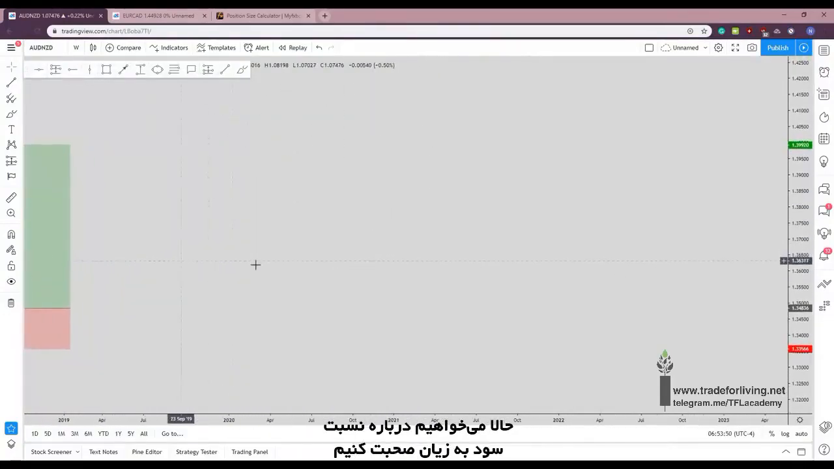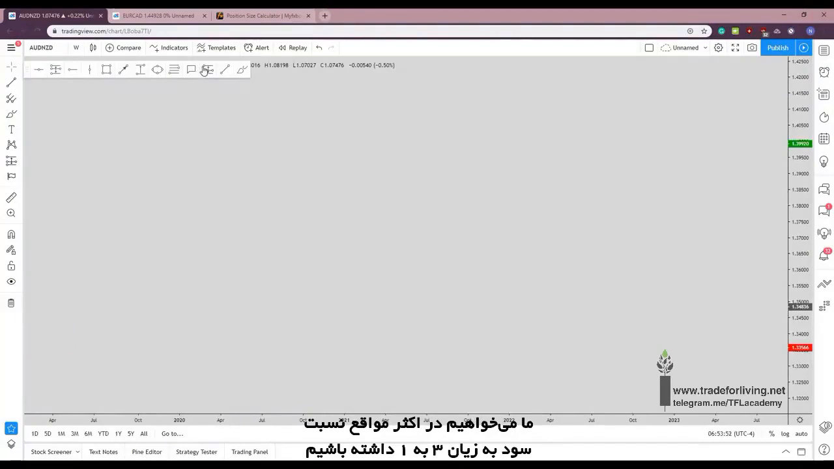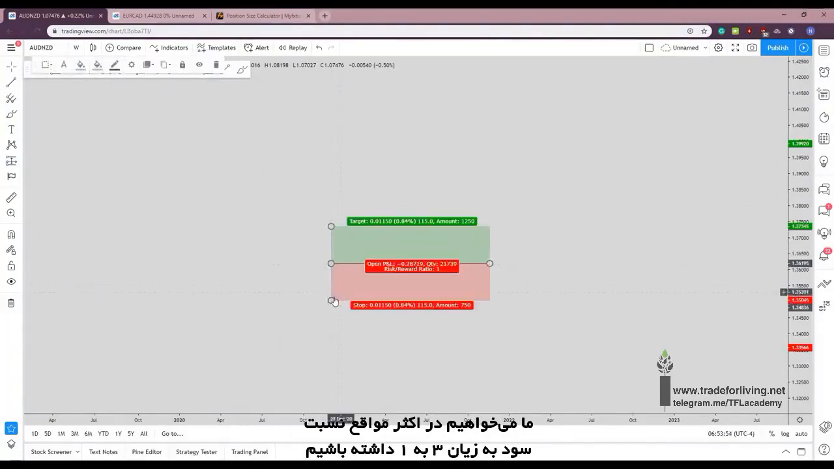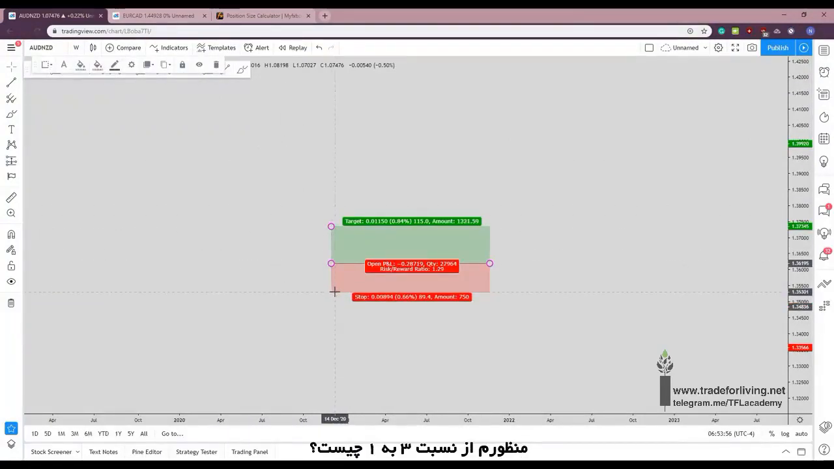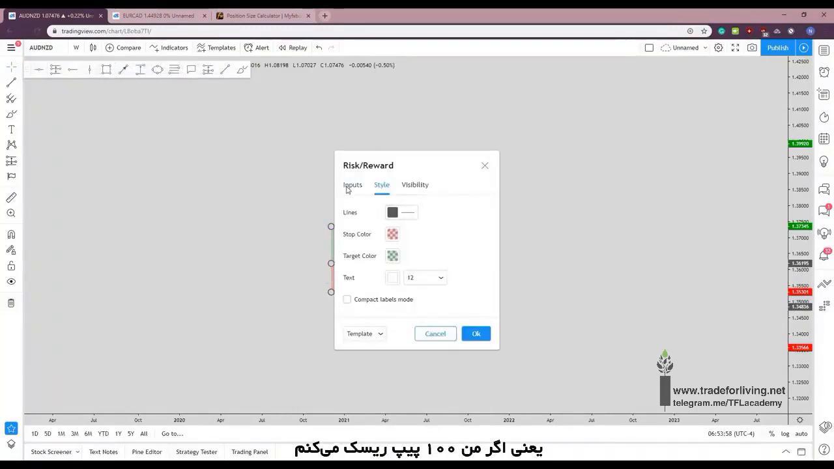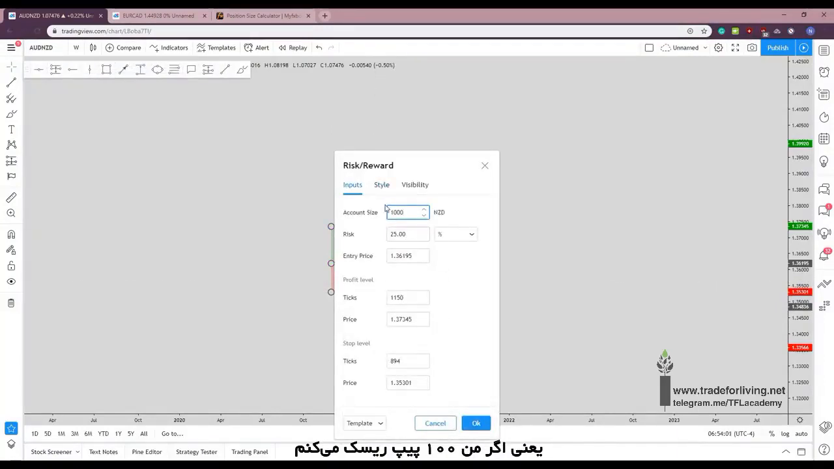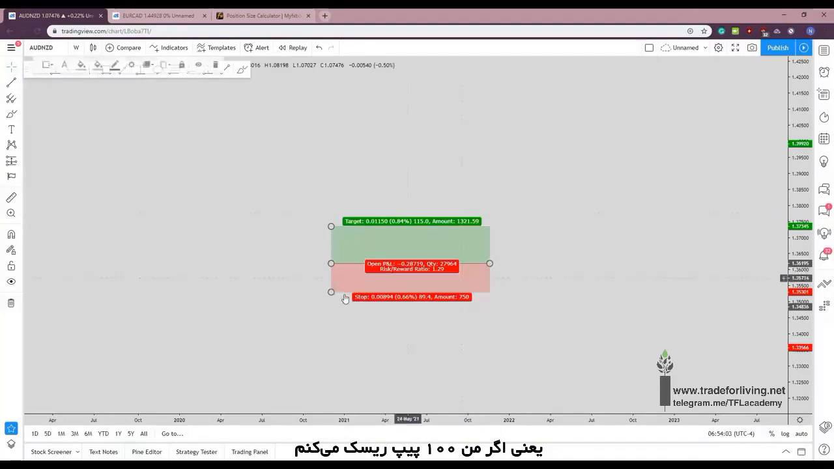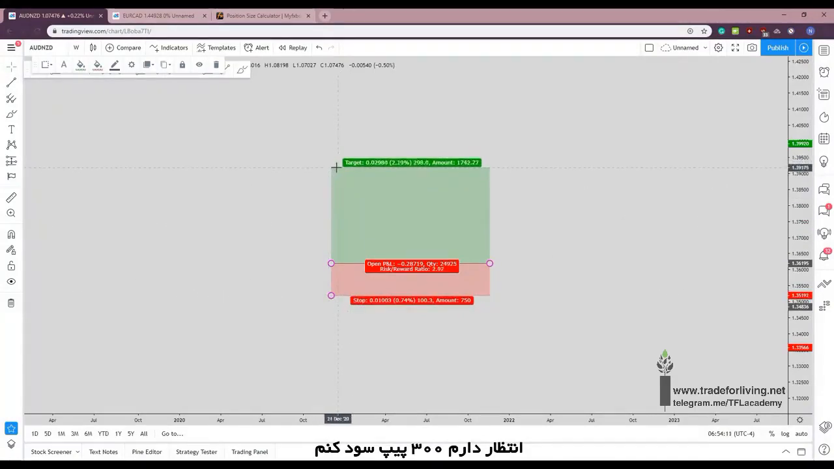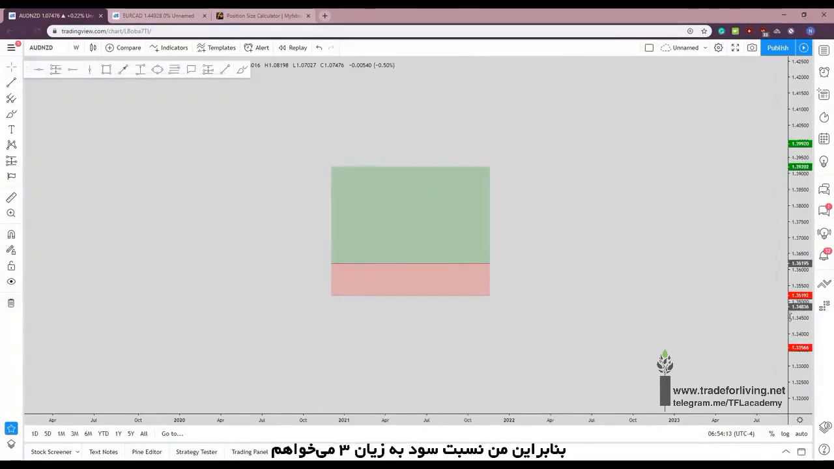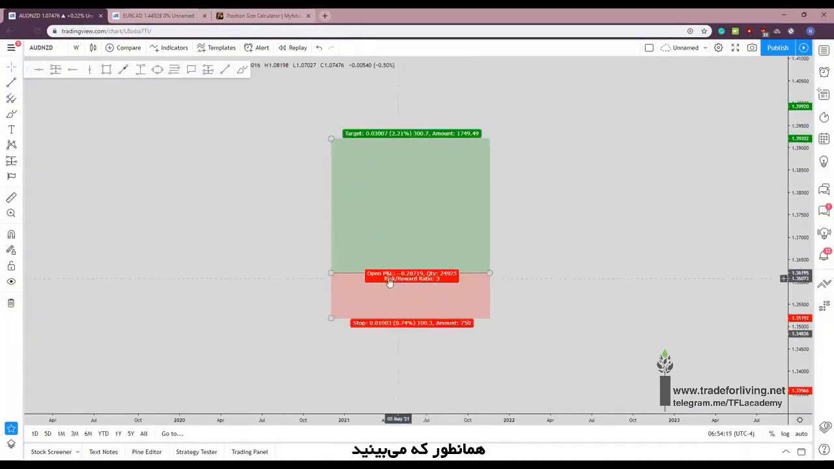Now let's speak about risk to reward. We want risk to reward generally to be at least 1 to 3. What do I mean by 1 to 3? Basically, if I'm risking 100 pips, I want to be able to make at least 300 pips. So basically a 1 to 3 risk to reward. As you can see, the risk to reward ratio is 1 to 3.